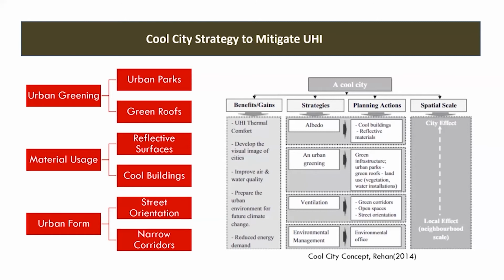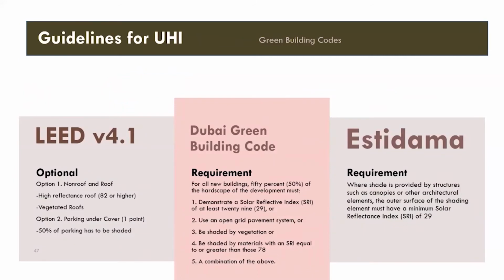So what you also see here are different strategies to have the impact at the local neighborhood first, which will then create the impact on the city as such. So we should start with smaller spaces, the micro spaces, and then look at the bigger picture. Green building codes are very important when we are considering guidelines for UHI.